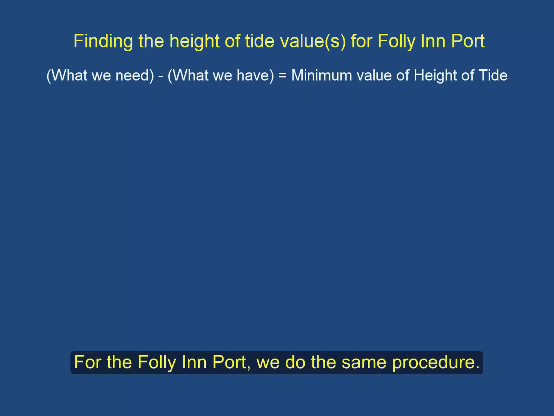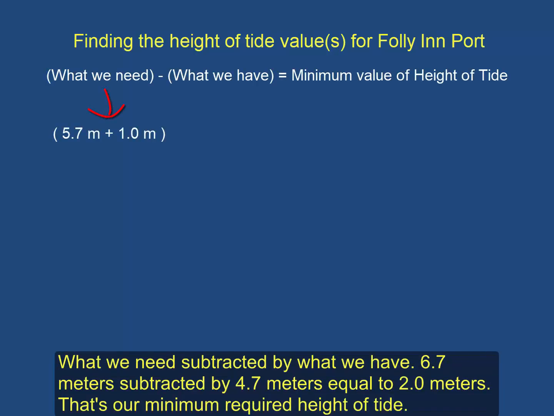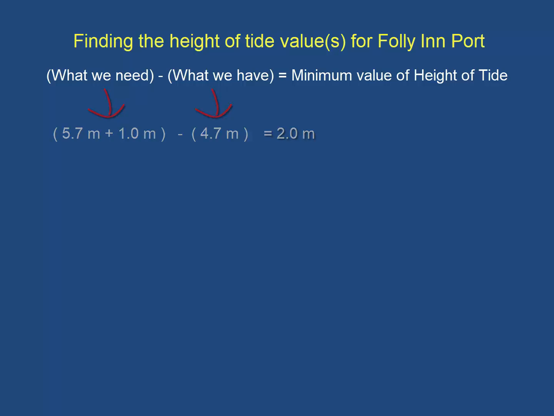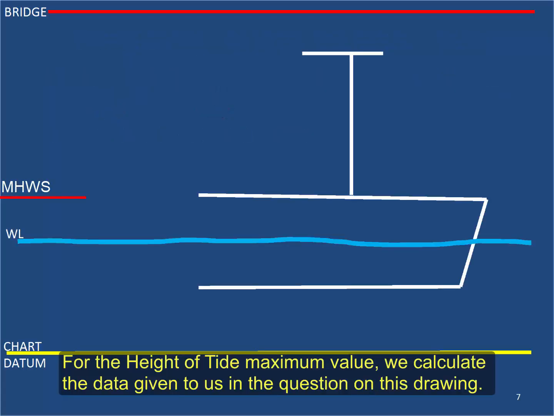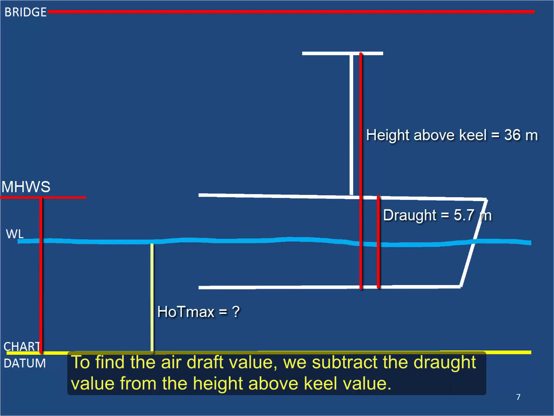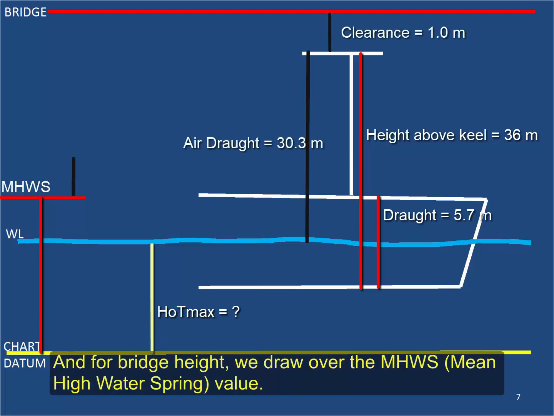For the Folly Inn port, we do the same procedure. What we need subtracted by what we have: 6.7 meters subtracted by 4.7 meters equals 2.0 meters. That's our minimum required height of tide. For the height of tide maximum value, we calculate the data given to us in the question on this drawing. To find the air draft value, we subtract the draft value from the height above keel value. And for bridge height, we draw over the MHWS, mean high water spring value.